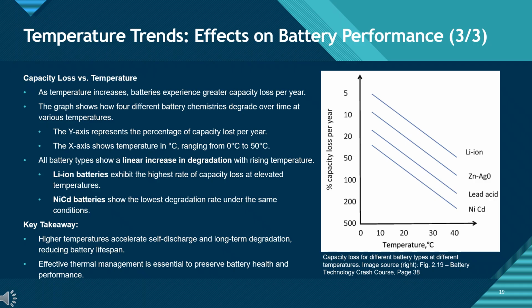What's clear from the graph is that all battery types degrade more quickly at higher temperatures. The trend is linear, meaning the hotter it gets, the faster the battery loses capacity. Among the chemistries shown, Li-ion batteries experience the highest rate of capacity loss at elevated temperatures, while NCD batteries show the lowest degradation under the same conditions.